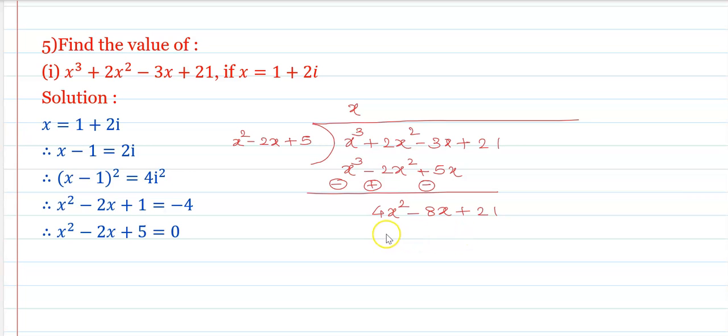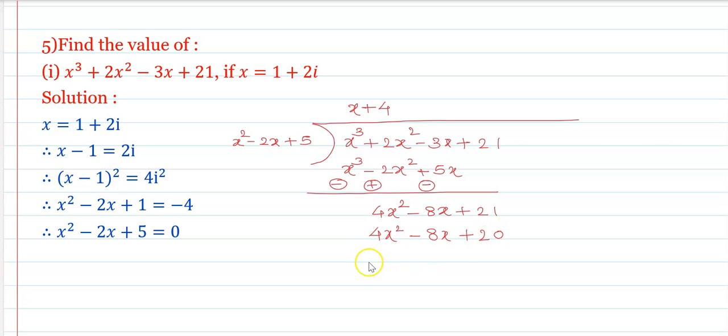Okay, now next, the first term is again here 4x square. Therefore, we have to multiply this x square by plus 4. Therefore, I am writing here plus 4. 4 into x square, then you will get 4x square. 4 into minus 2x, you will get minus 8x. 4 into 5, you will get 20.